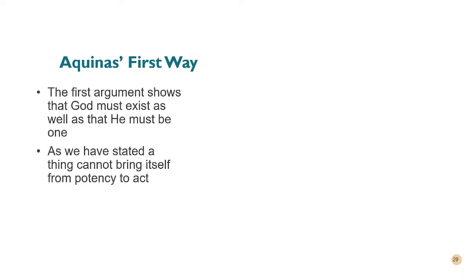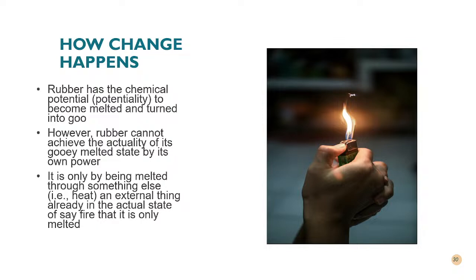As we have stated, a thing cannot bring itself from potency to act. How change happens: we saw that rubber has a chemical potential to become melted and turned into goo. However, rubber cannot achieve this on its own power. It is only melted through something else, heat, an external thing already in the actual state of, say, fire.